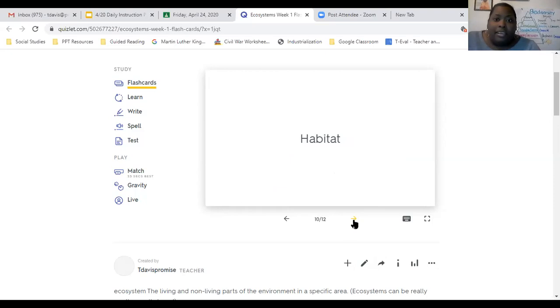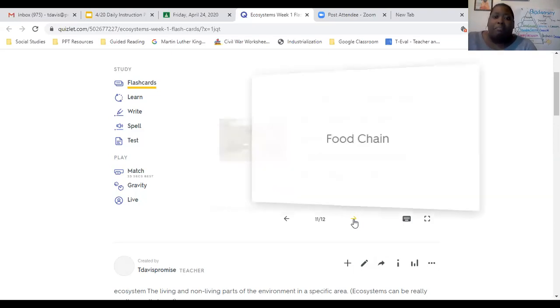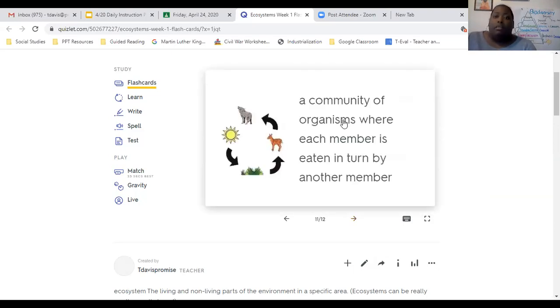Habitat. This is the environment that provides the things a specific organism needs to live, grow, and reproduce. We were talking about the 2K geckos, their habitat. Got to figure out what was going on with them. Habitat. Food chain. A community of organisms where each member is eaten in turn by another member.